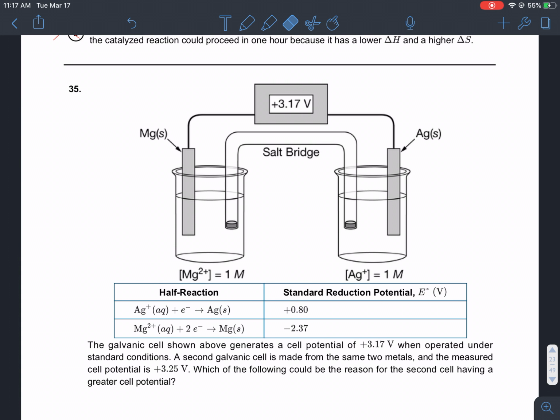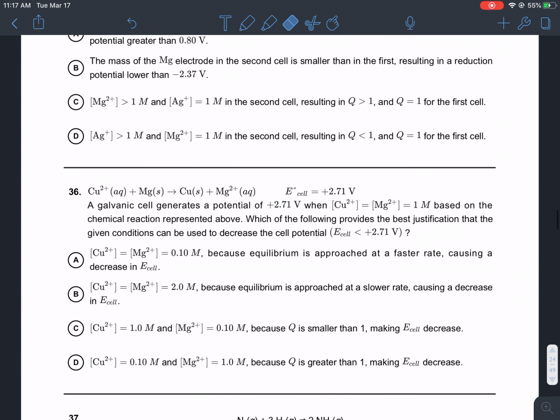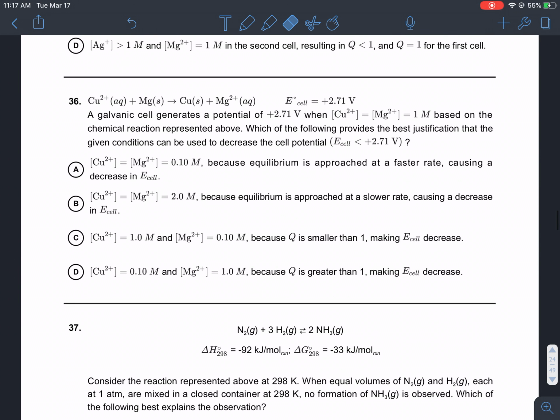You know what? Before we do number 35, let's do number 36 because I think it'll help warm us up to number 35. Okay, number 36 says this: Cu2+ becomes Cu, Mg becomes Mg2+. So you have your oxidation and your reduction, right? Your Mg is oxidizing, your Cu is reducing. Your E cell is positive. If your E cell is positive, that means your delta G is negative, meaning it is thermodynamically favored.